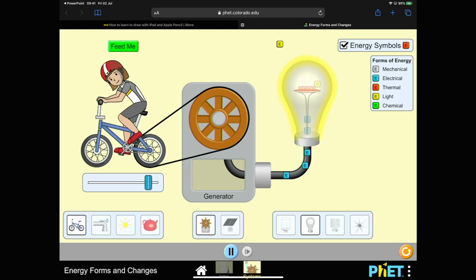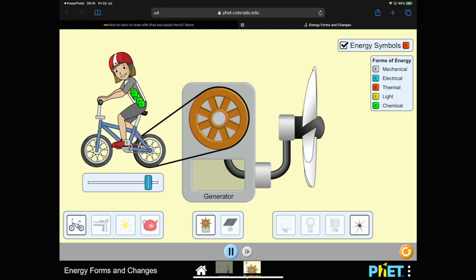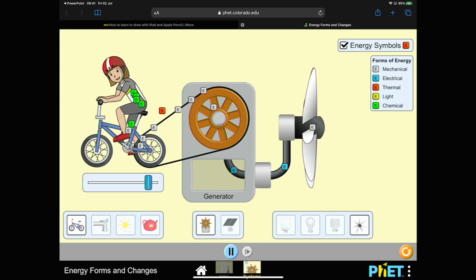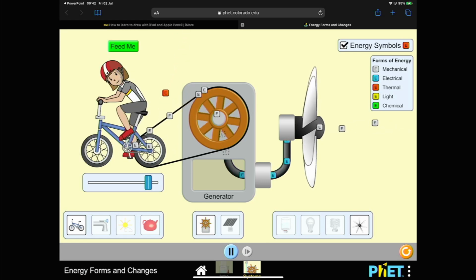We can also change that to a fan, and this is a rotating action, so you can see it's still mechanical energy and it's being released. Let's feed the rider again, and there the bicycle goes, releasing mechanical energy onto the wheel, and let's see if it's enough energy to turn this fan. Can you see it's mechanical energy?